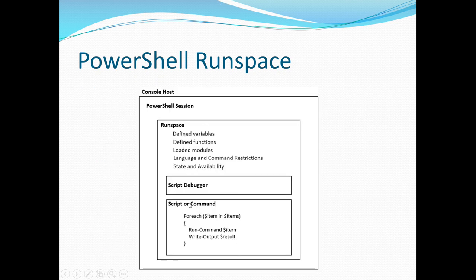This is like the only diagram. I just wanted to add this to give an idea of how run spaces fit in the scheme of PowerShell. It shows a console host, and the console host is hosting a PowerShell session. Within that PowerShell session is a run space. Normally there is just one run space, the one that the host application creates.